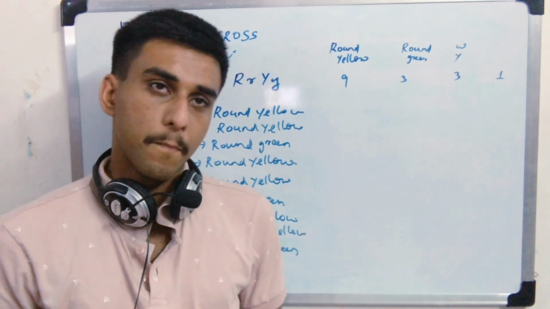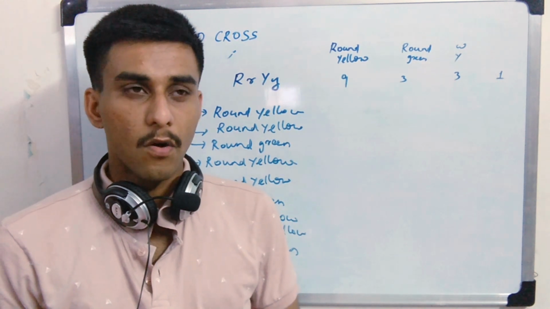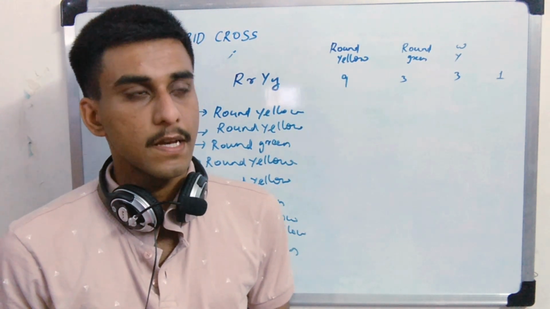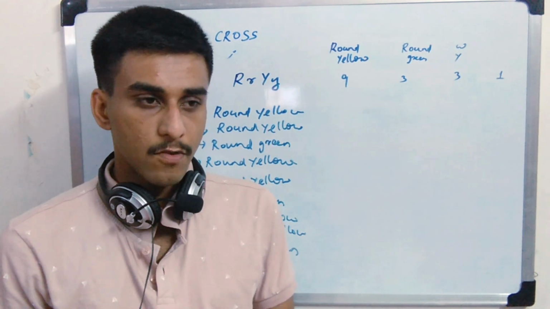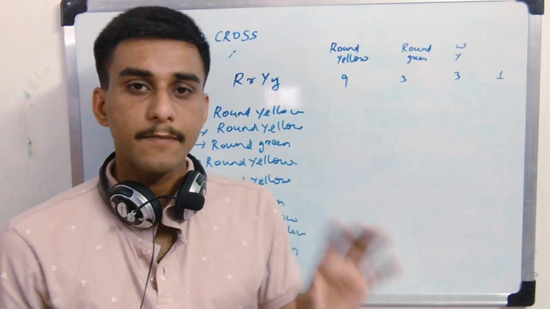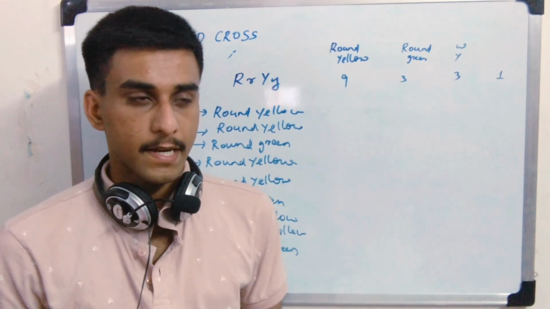From Mendel's dihybrid cross we were able to find out the law of independent assortment, which means the genes or the alleles of the gene segregate independently. This is the case of the law of independent assortment.